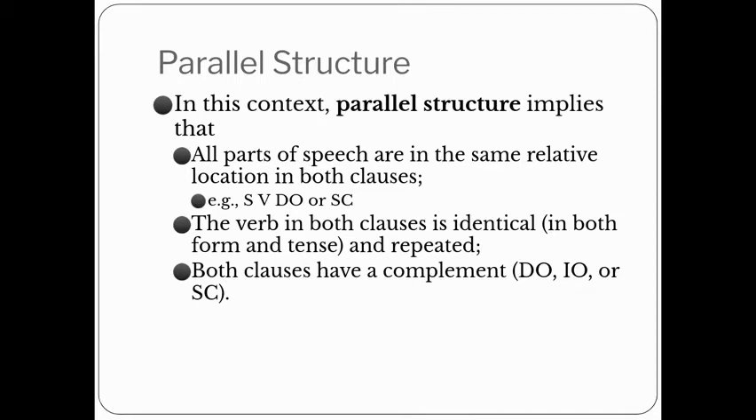The verb in both clauses is identical, meaning it's the same actual verb. It's not is to are, it's is and is. It's was and was. It's walked and walked. It's was thinking and was thinking. So it has to be the exact same. And it has to be repeated in both of those clauses, both of the sentences. Both clauses have to have some kind of complement, something that finishes the thought after that verb. It can be a subject complement, meaning it can be a predicate noun or predicate adjective following a linking verb, or it can be an action verb that has a direct object or indirect object after it. This doesn't work if there's nothing after the verb. This does not work if there's only an adverb after it.